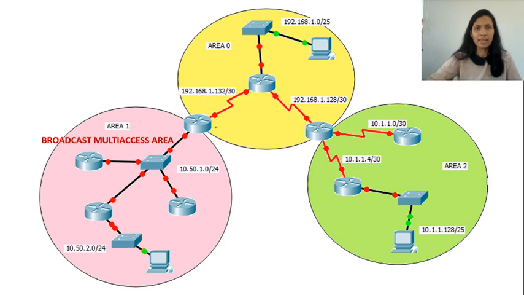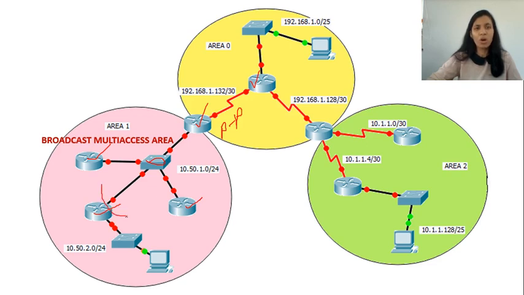So you can take a look at these areas. In area 0, for example, one router is connected to another router directly. This type of connection is called a point-to-point link, and areas with point-to-point links are called point-to-point areas. Whereas you can take a look at area 1. Here I have multiple routers which are connected to a common switch. So this is a multi-access type of area.